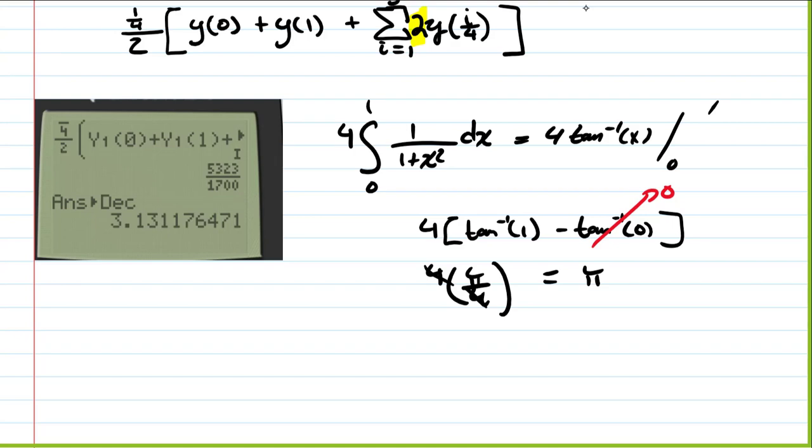And 3.13 is not great, but considering we used only n equals 4, we were accurate to 1 decimal place, right?